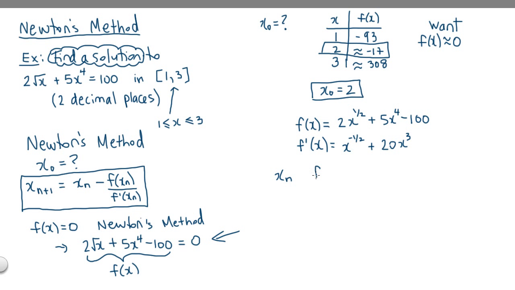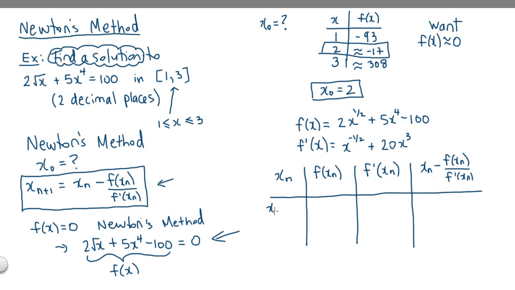And at each step, we're going to calculate the value of our function. So let's call this f of xn. We'll calculate f prime of xn. And then once we've got all these values here, we can actually figure out what our next x value is going to be. And that comes from our Newton's method formula. x0 is equal to 2.